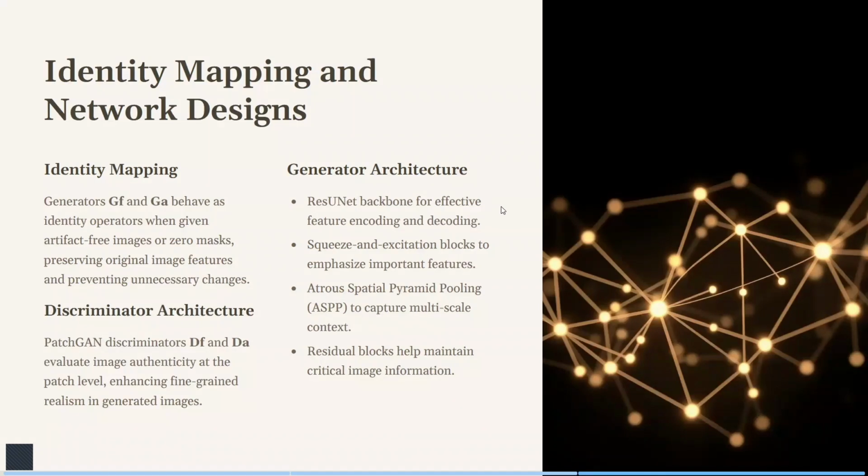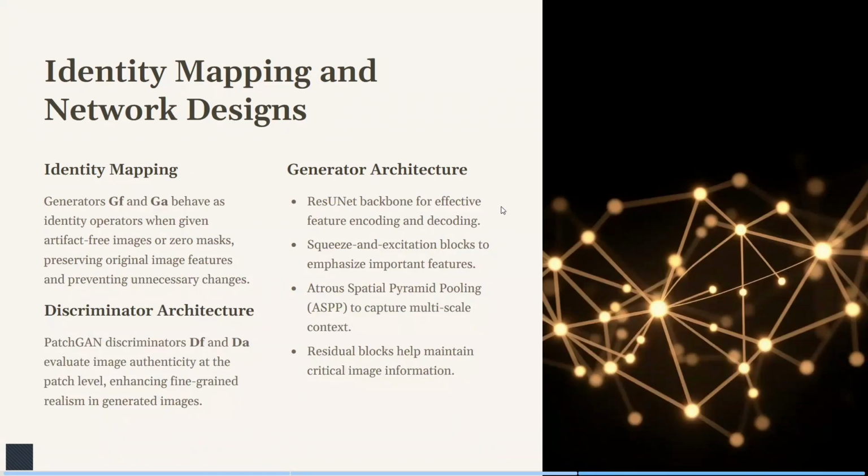Now, let's quickly look at the architecture of the networks themselves. Both GF and GA use a ResNet unit based design. They include an encoder-decoder layout for compressing and reconstructing features, residual blocks to preserve important information, and squeeze and excitation modules to emphasize critical channels. We also integrate atrous spatial pyramid pooling (ASPP) to capture details at multiple scales, important for spotting significant but small features in medical images.